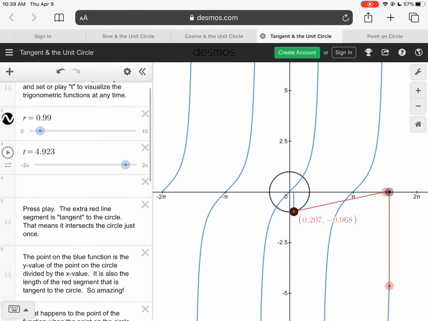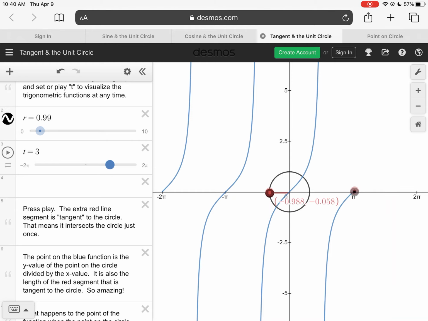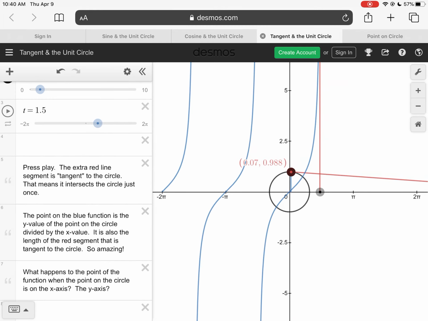All right. The last questions here: what happens to the point of the function when the point on the circle is on the x-axis? So if I adjust t so the circle's on the x-axis, what happens to my tangent? You see my y value over my x value is 0, and also the length of my tangent is 0. So what happens then when the point on the circle is on the y-axis? Right here, I'm almost there. Do you see this tangent line get super long?